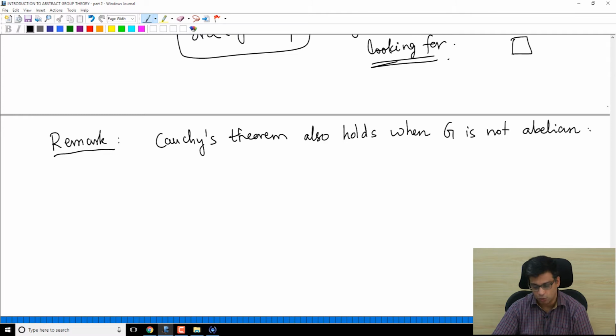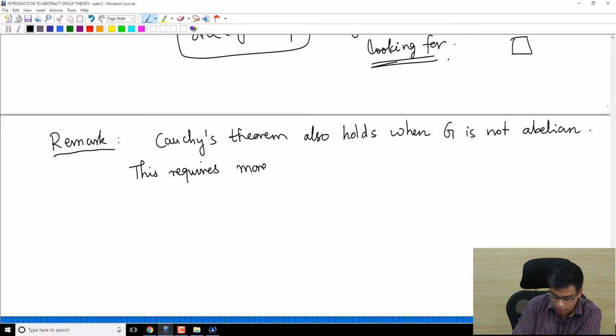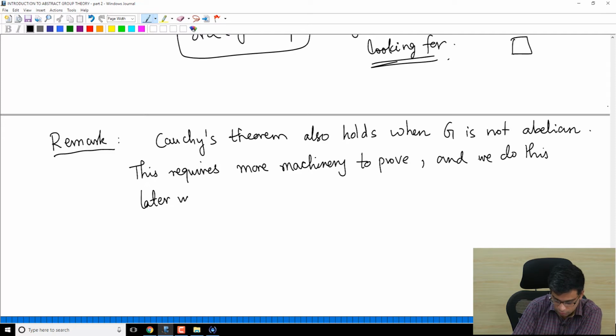So G is a finite group and P is a prime number that divides the order of G, then G contains an element of order P. This is also true. Okay, this requires more machinery to prove, and we do this later in the course. So after I develop more machinery required to prove this, we will prove this.